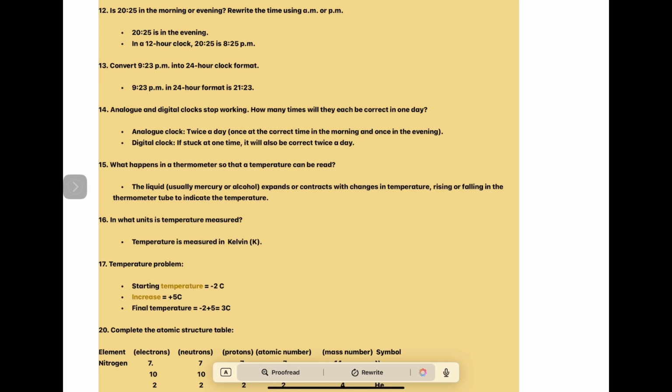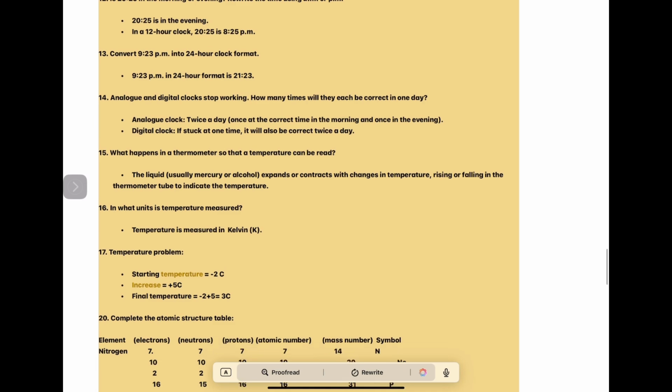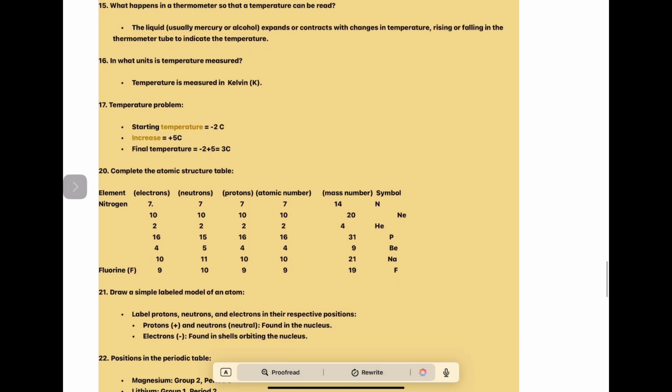14. Analog and digital clocks stop working. How many times will they each be correct in one day? Analog clock: twice a day, once at the correct time in the morning and once in the evening. Digital clock: if stuck at one time, it will also be correct twice a day. 15. What happens in a thermometer so that a temperature can be read? The liquid, usually mercury or alcohol, expands or contracts with changes in temperature, rising or falling in the thermometer tube to indicate the temperature.